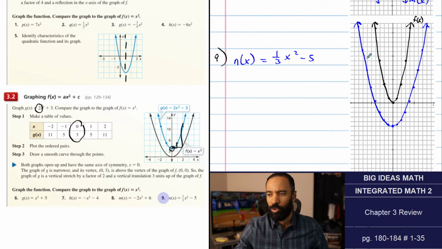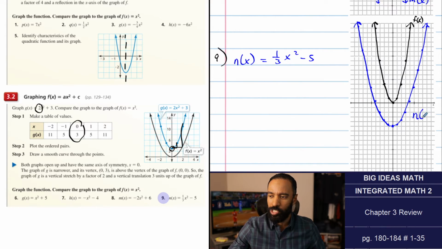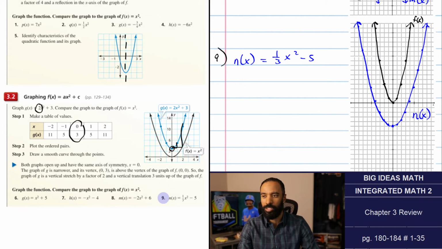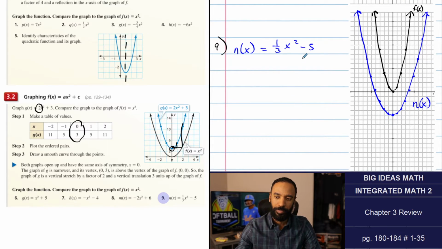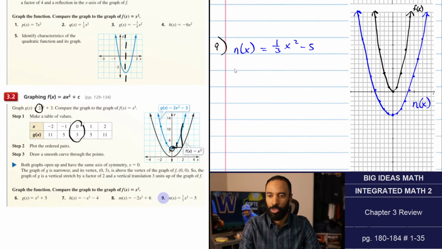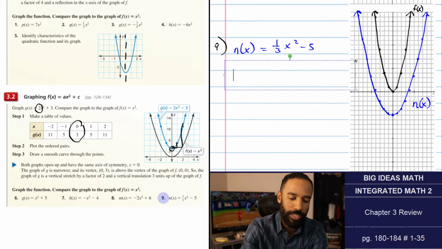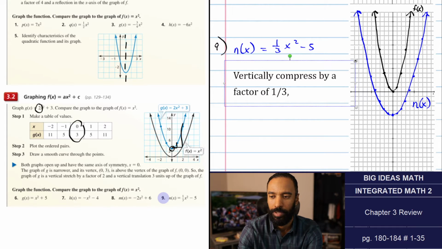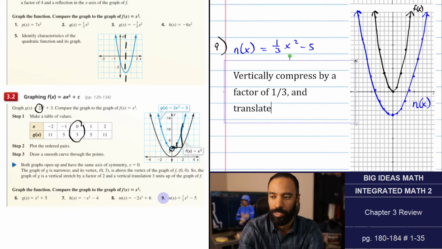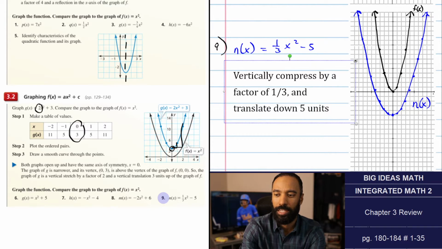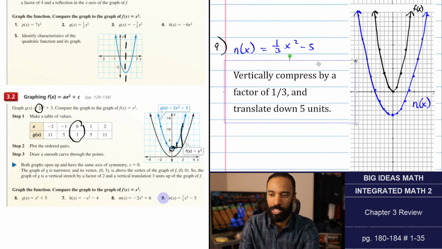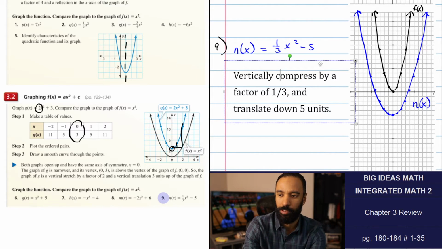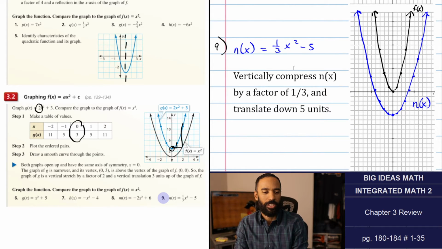My students always allowed to, of course. That is n of x. Still a lot to plot there. Next time I'd probably just do the divisible by 3 stuff. So what are we doing for this? 2 things. We are vertically compressing, remember that begins it, by a factor of 1/3. And you are translating down 5 units. In comparison to f of x, that's what n of x is doing. Vertically compress n of x. Okay, that's the last one from that set.